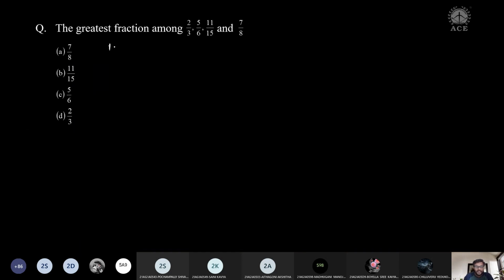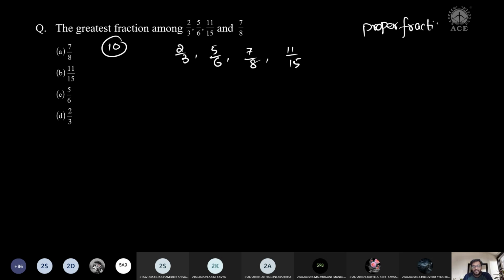See this 10th question. 2 by 3, 5 by 6, 7 by 8, 11 by 15. Now here, listen, proper fractions only, but the problem here is the difference is not common. So guys, see, the difference is not common. Then what should you do, sir? Difference is not common.